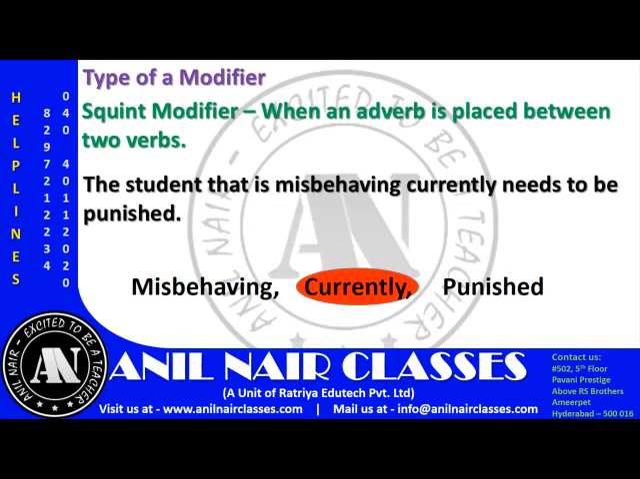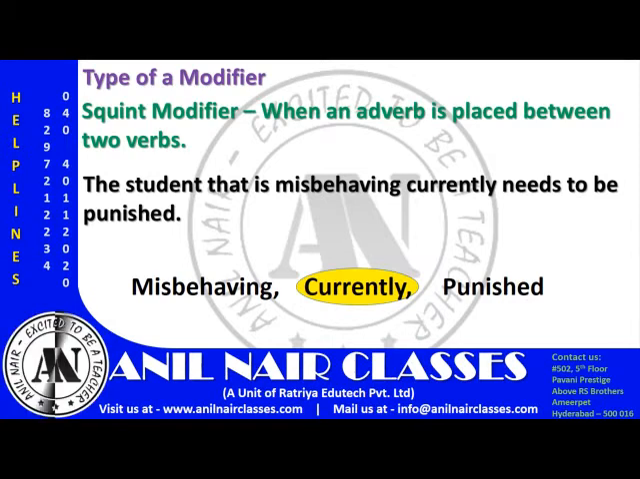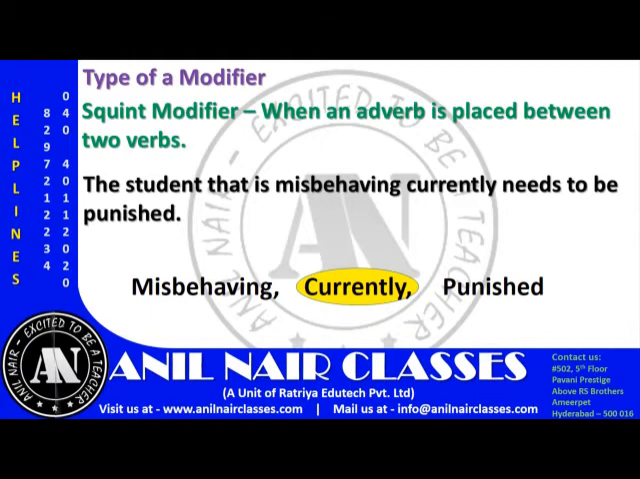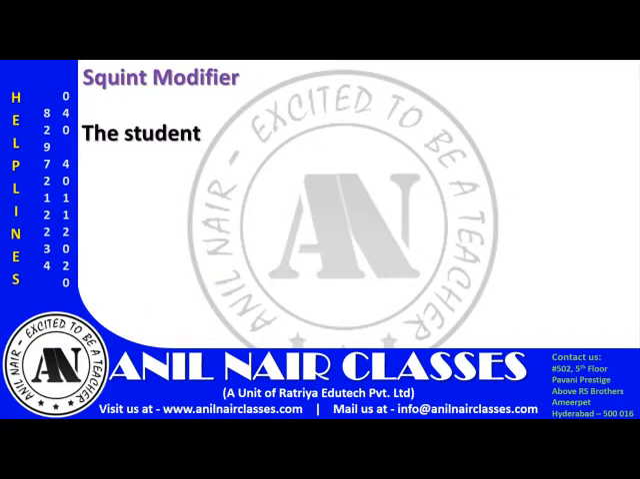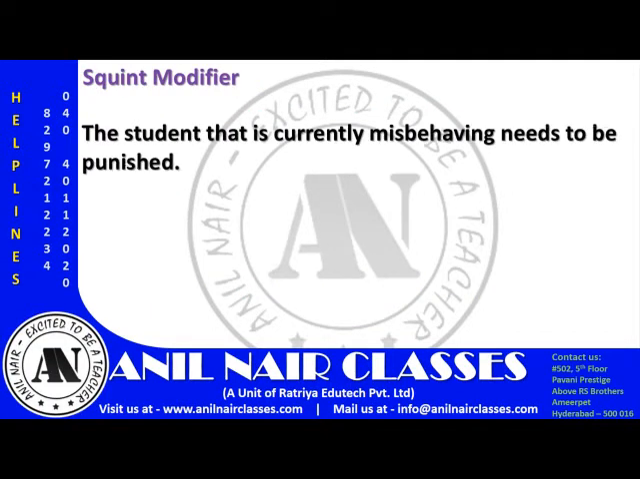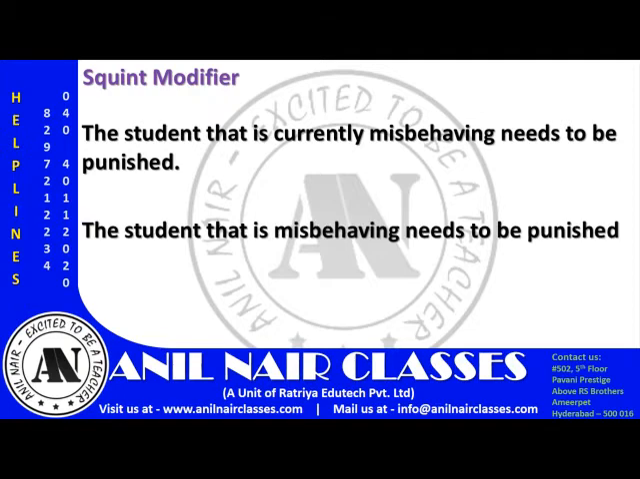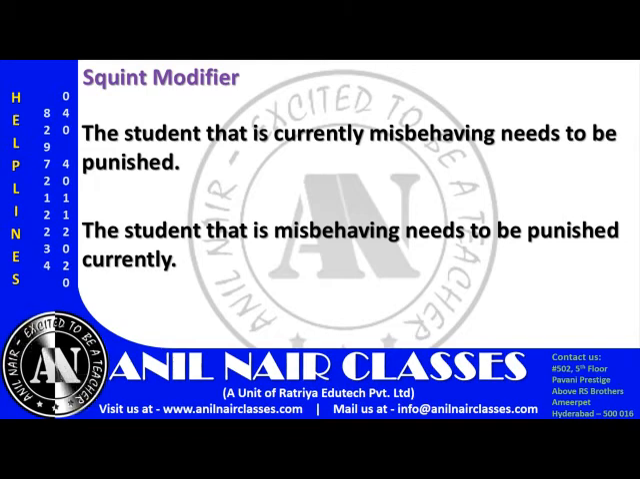Now, to get the answer to the second step, we need to see what is the adverb modifying. Now, this adverb has one verb misbehaving before it and another verb punished after it. So, does the sentence imply that the boy who is currently misbehaving needs to be punished? Or does it imply that the boy who is misbehaving needs to be punished currently? To remove this ambiguity, we need to rectify the sentence, and here it can be done in 2 ways.